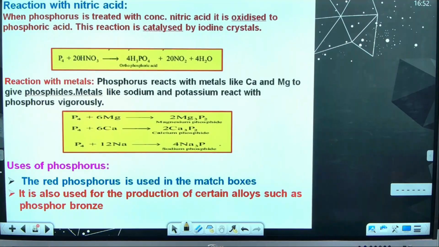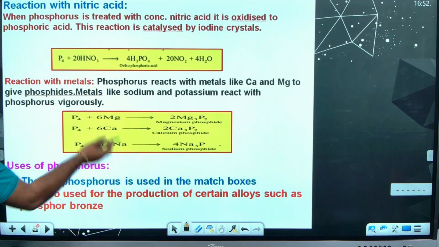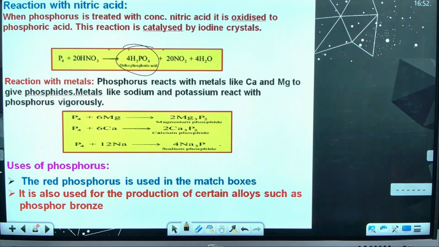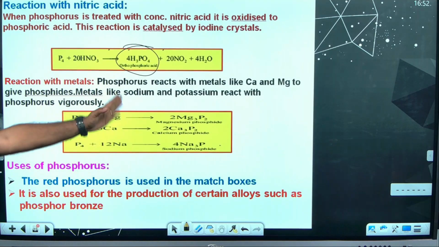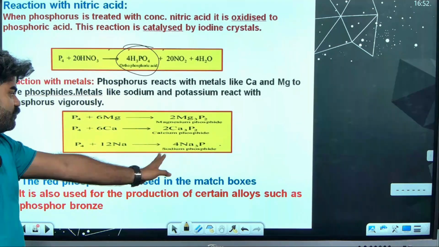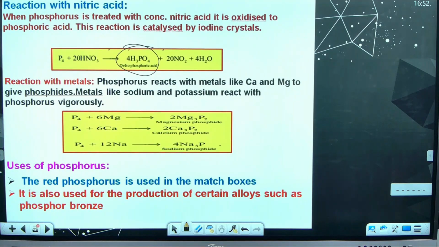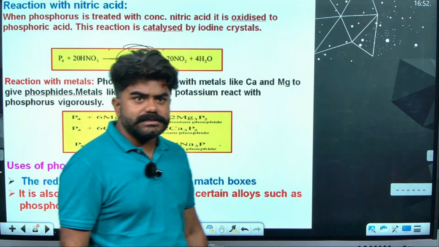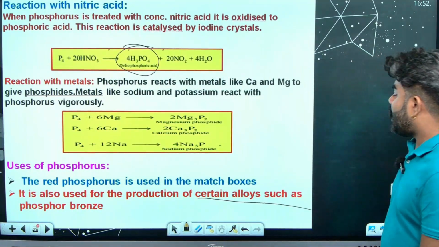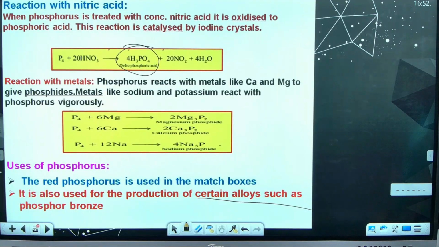Then reaction with nitric acid. Phosphorus and nitric acid oda treat panna with iodine as a catalyst, it forms orthophosphoric acid, H3PO4. Then phosphorus reacts with metals like magnesium, calcium, sodium to form its phosphide. Magnesium phosphide, calcium phosphide, and sodium phosphide. Then the other uses of phosphorus, you see that red phosphorus is used in matchbox. Then it is also used in the production of certain alloys such as phosphor bronze.